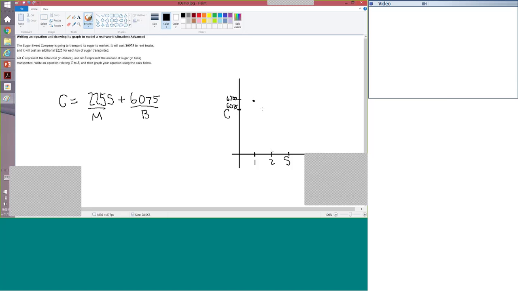And if we go along to our 2 tons of sugar, we put that in for S. We have 2 times 225 is going to be 450, plus the 6,075 is going to be 6,525. So I'm going to put another little point right here and say that that's my 6,525. And I can keep going for infinite amounts of sugar, but we can get the general pattern just off the first ton of sugar, but especially where we have 2 tons of sugar.